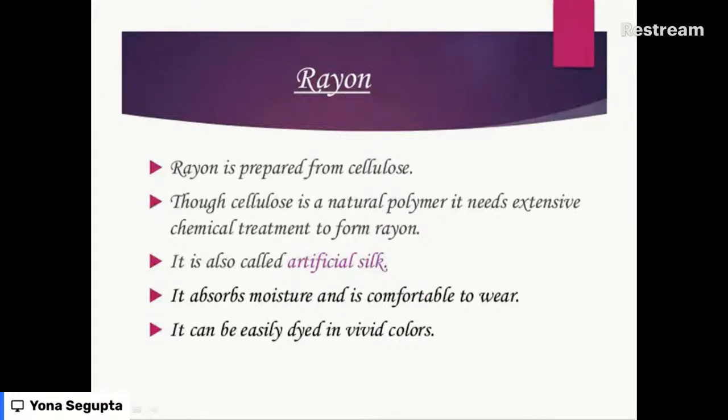Now, you can say that it absorbs moisture. It is very comfortable to wear also, though the cellulose. Polymers occur in nature also, right? So cotton, for example, is a polymer called cellulose. So rayon is prepared from cellulose too. Cellulose is made up of a large number of glucose units. We will learn in our further classes.